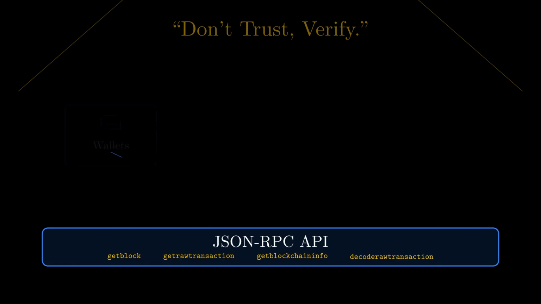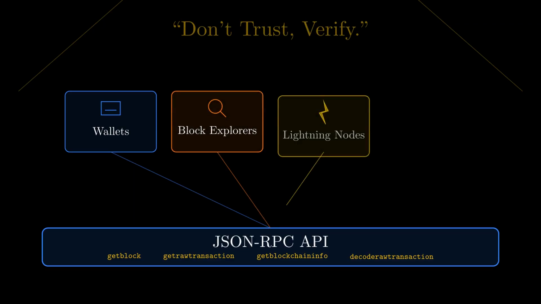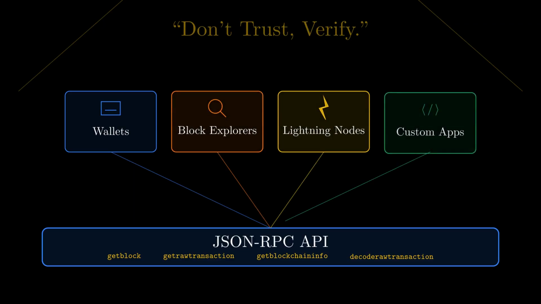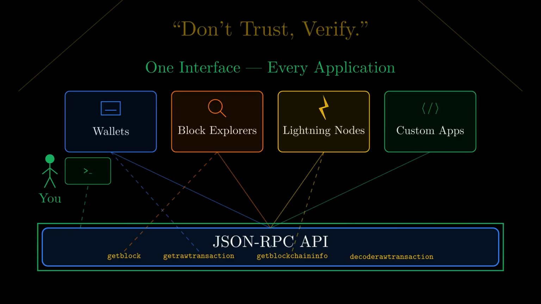And here's the practical payoff. Every Bitcoin wallet, every Block Explorer website, every Lightning node, every application built on Bitcoin, they all use the same RPC calls under the hood. Mempool.space calls getblock. Your hardware wallet calls getrawtransaction. Lightning implementations call getblockchaininfo. Understanding this interface demystifies the entire Bitcoin software ecosystem. You're not learning an obscure tool. You're learning the common language all Bitcoin software speaks.